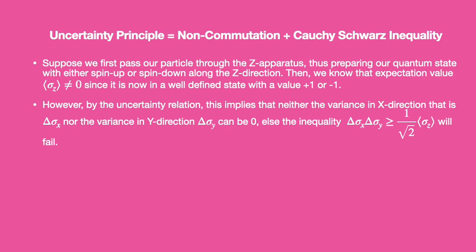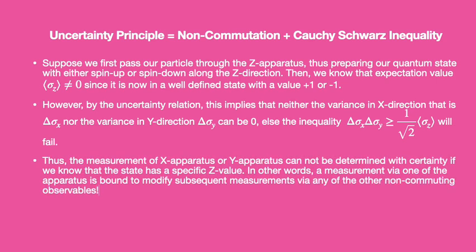In very terse language, what this means is that the measurement of the X apparatus or the Y apparatus cannot be determined with certainty if we know that the state has a specific Z value. And likewise, for any pair of non-commuting variables, if I prepare them along one of the directions, then a subsequent measurement along a non-commuting direction is bound to give me results which are uncertain.